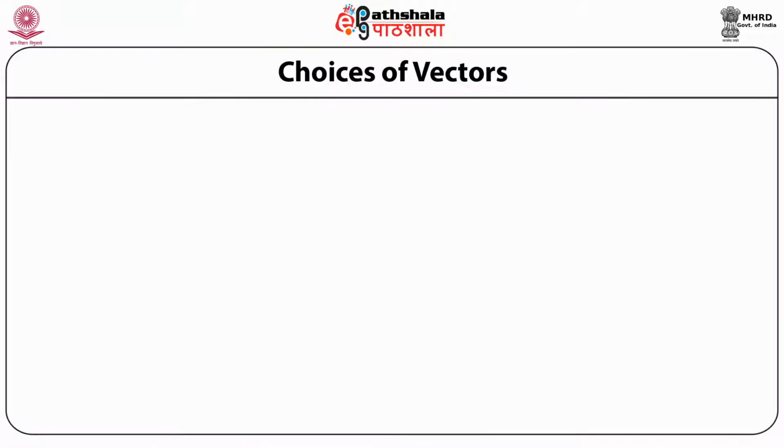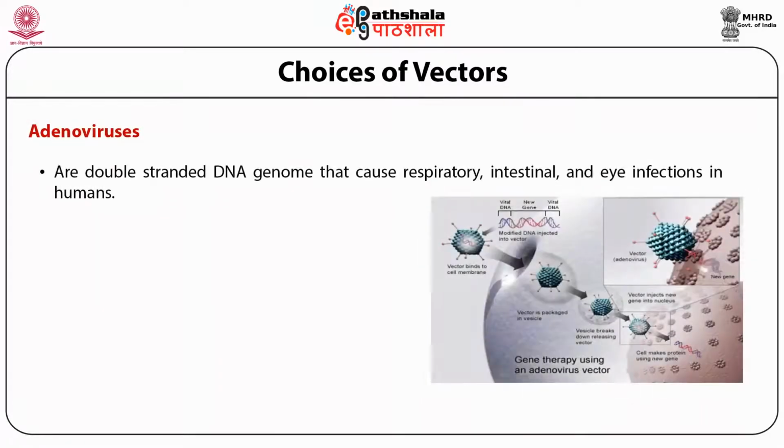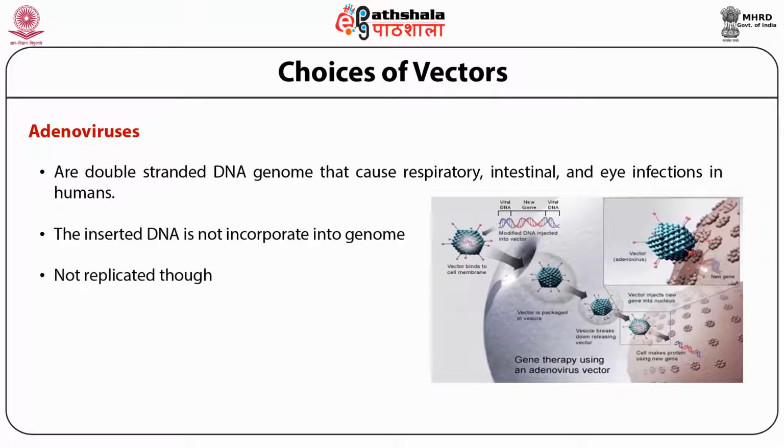The second type of virus which we are going to talk about is adenoviruses. Adenoviruses have a double-stranded DNA genome, and they cause respiratory, intestinal and eye infection in humans. The inserted DNA is not incorporated into the genome and not replicated through, so it has to be reinserted when more cells divide. For example, these adenoviruses are derived from the common cold.